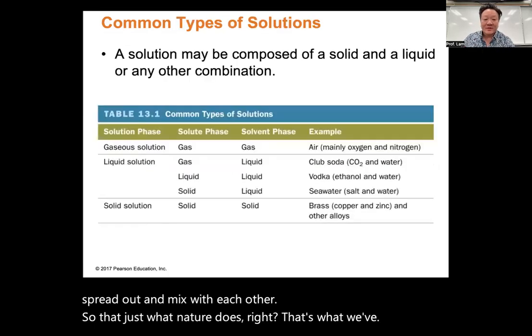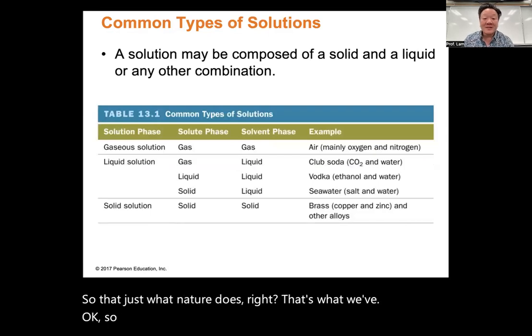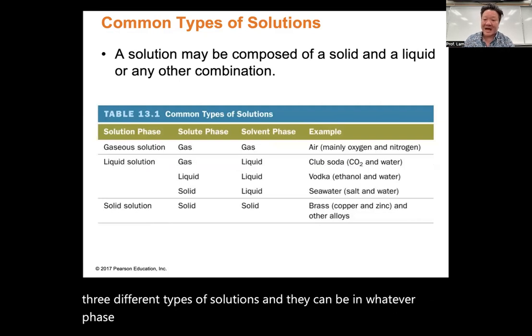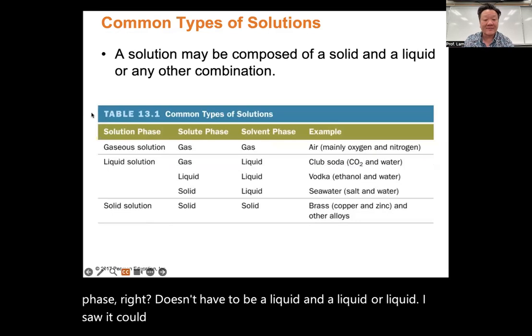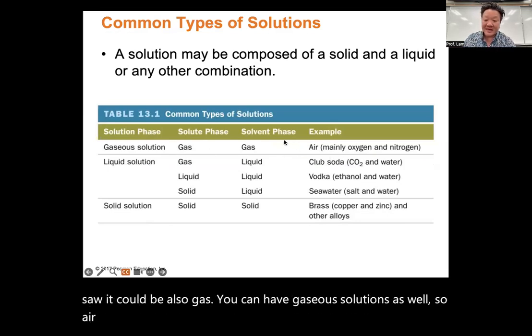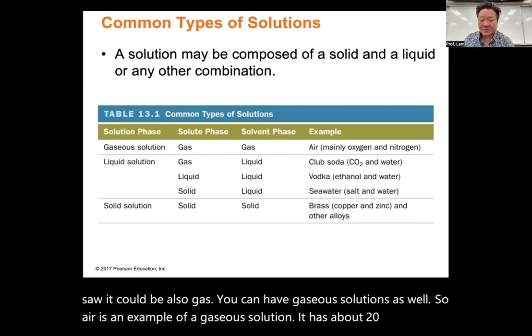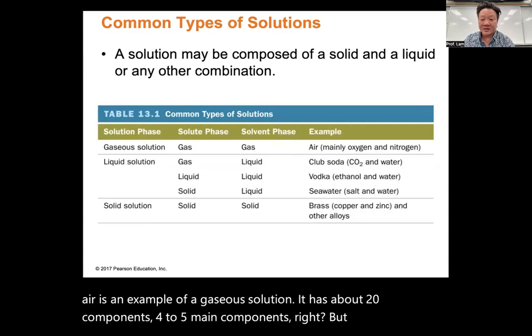Okay, so let's talk about the common types of solutions. There are three different types of solutions, and they can be in whatever phase. It doesn't have to be a liquid and a liquid or a liquid and a solid. It could also be gas. You can have gaseous solutions as well. So air is an example of a gaseous solution. It has about 4 to 5 main components, but really about 20 components in the mixture of air.